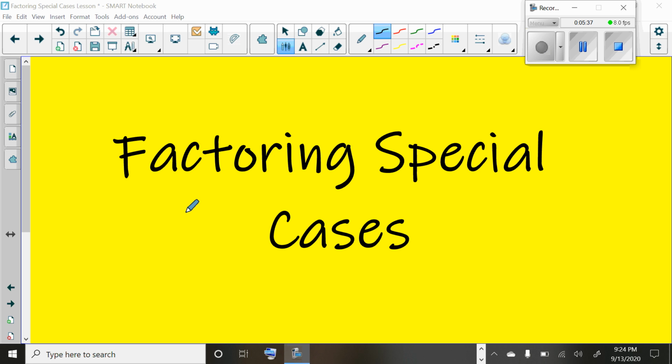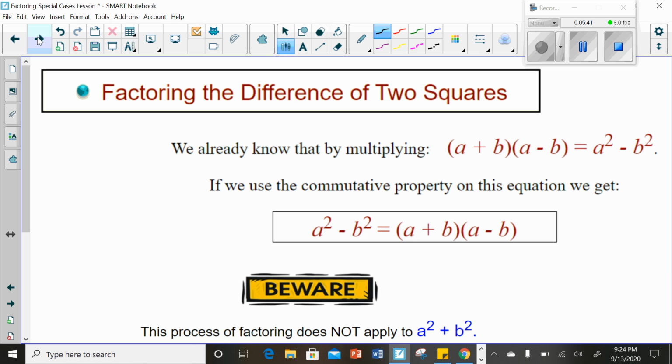Okay, so today we're going to talk about factoring special cases. So we've already talked a little bit about factoring the difference of 2 squares. We did that in yesterday's lesson as well as in your warm-up. But here is the official factor pattern that you must know.